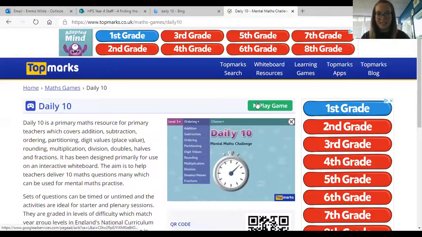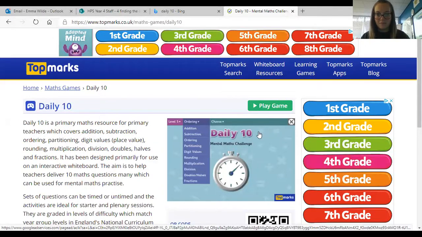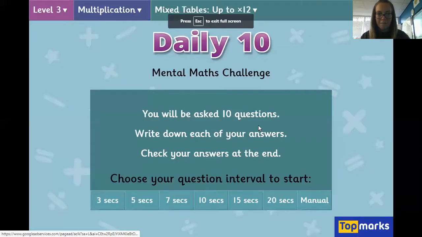So before we do anything, I want you to get yourself a piece of paper. Write the numbers 1 to 10 down the side, please, because first thing we're going to do is your daily 10 math challenge. Okay, you ready?